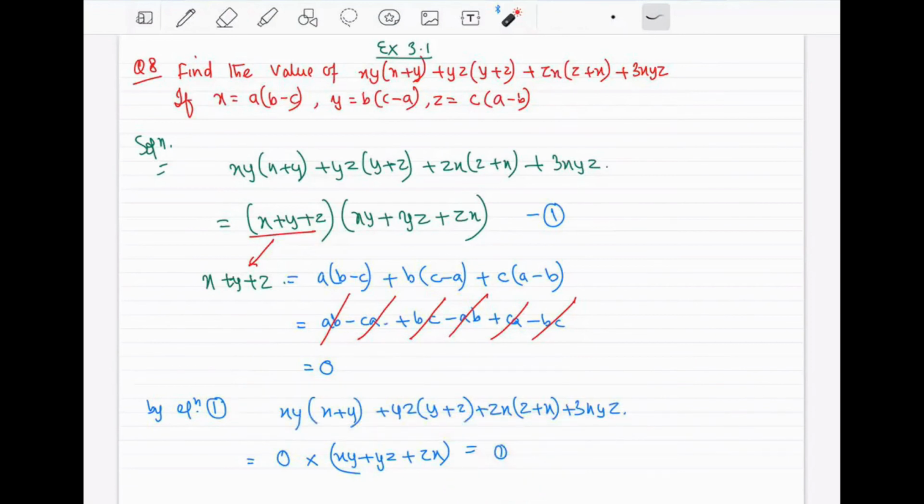The only trick is you have to factorize this. You have to actually remember the formula. Okay, you have to remember the formula. You have to know how we obtain this.